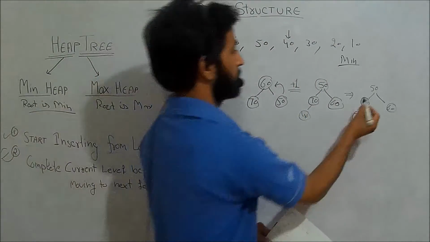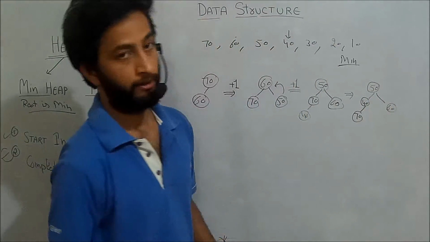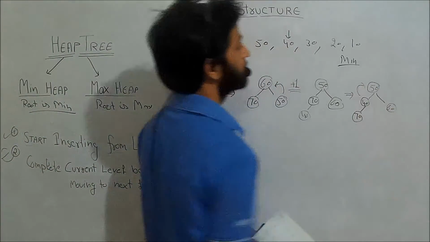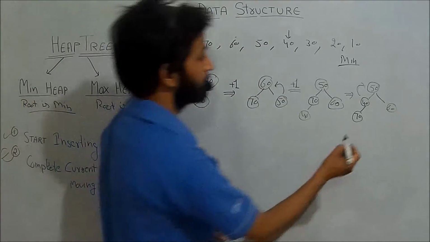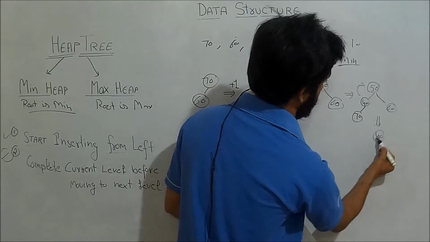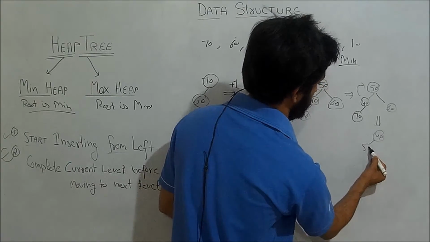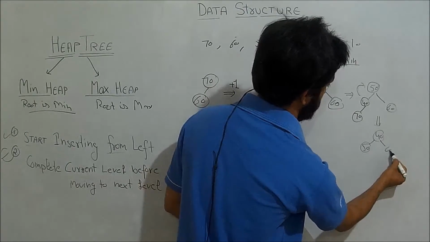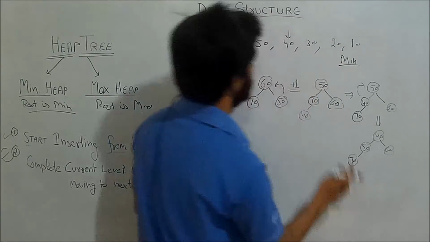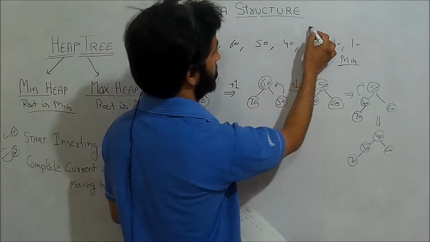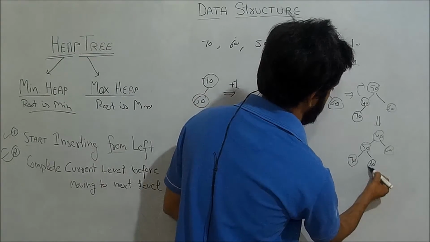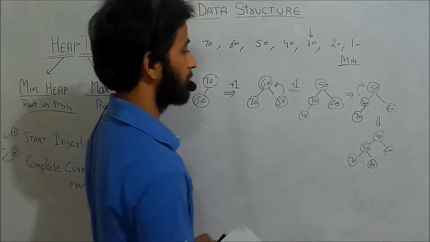Okay, so after performing interchange, it again required one more interchange because 40 is minimum as compared to 50, so I have to perform the interchange again, and 40 will come here, and here I will have 50, and here 60, and to the left of this is 70. Okay, so after 40 the next element is 30. 30 I will insert here, but again I have to perform the interchange.